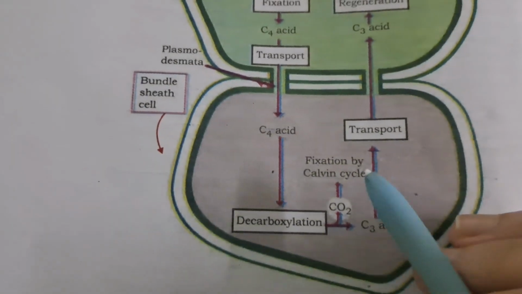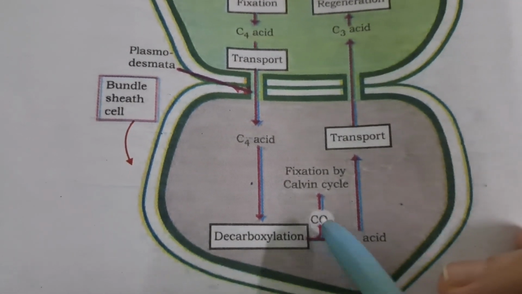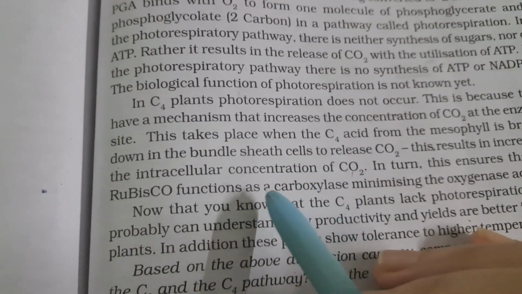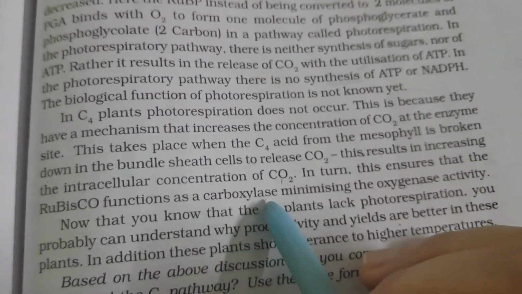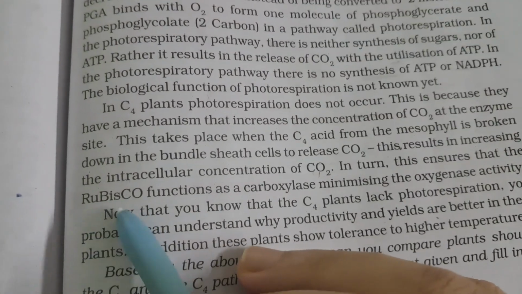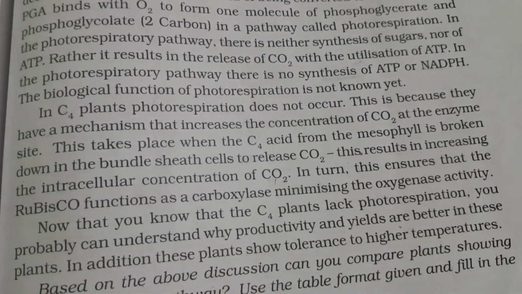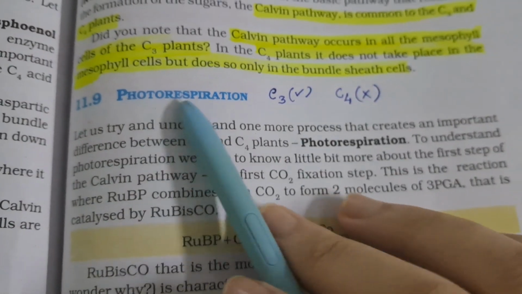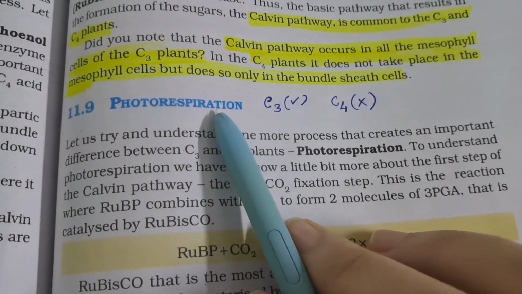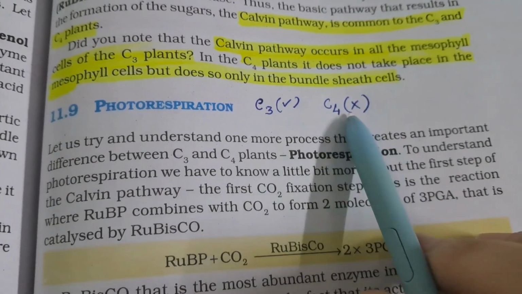And in C4 plants, as CO2 is always released here, CO2 concentration will be more. So Rubisco will function as a carboxylase, minimizing the oxygenase activity. That is why in C4 plants, Rubisco always acts as carboxylase and not as oxygenase. So that is the conclusion: photorespiration is a wasteful process, which C3 plants will exhibit, C4 plants won't exhibit, so C4 plants are more productive.